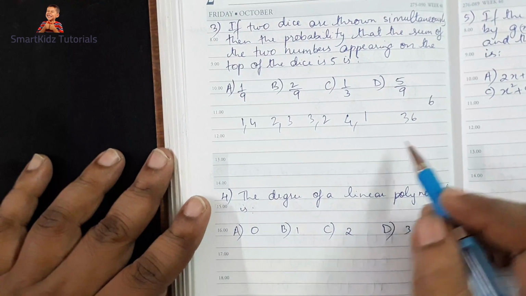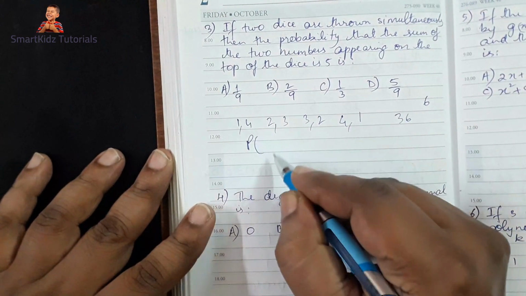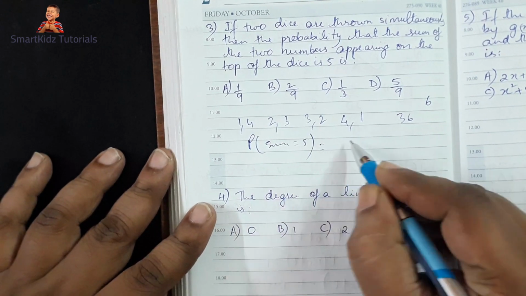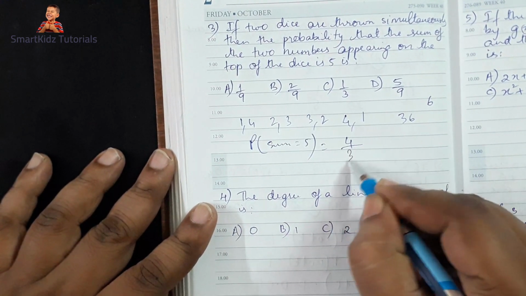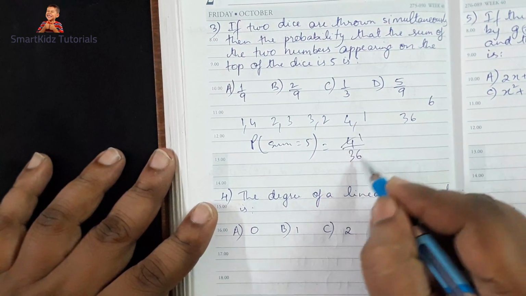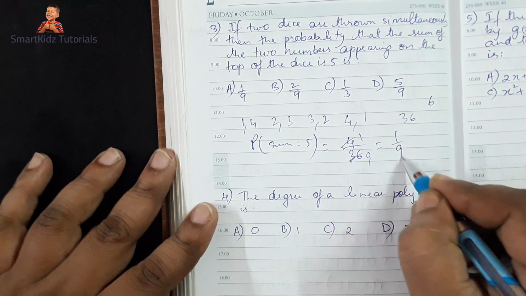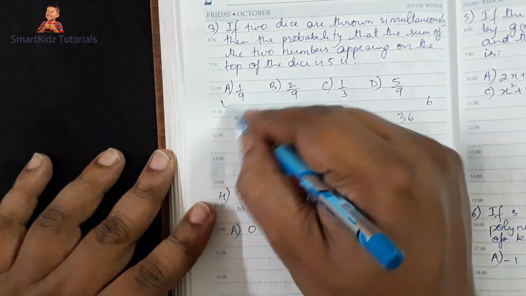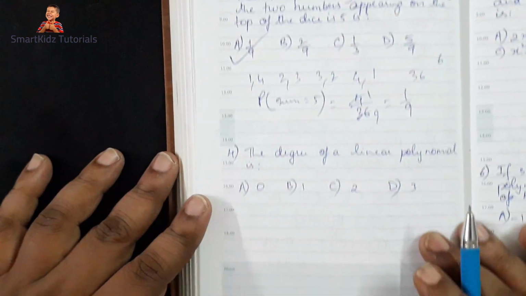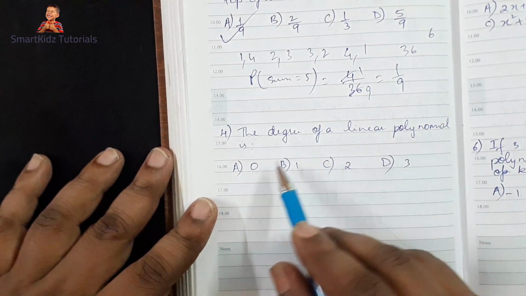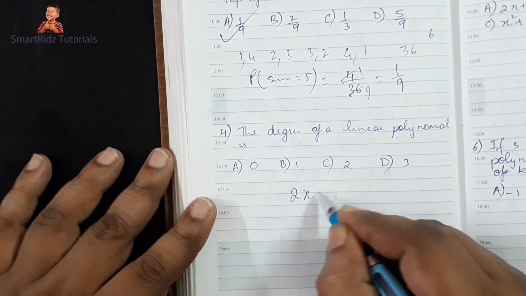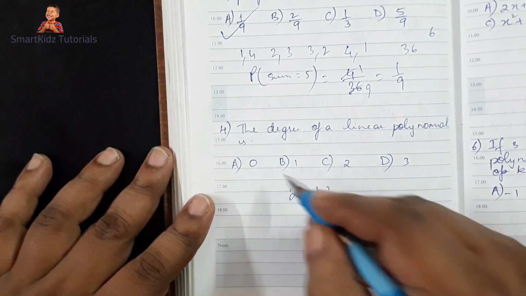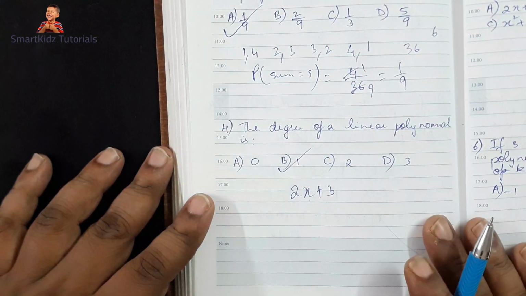So that means probability of sum equal to 5 will be 4 upon 36. 4 4s are 4, 4 9s are 36. That means 1 upon 9 is our correct answer. In other words, A is the correct option. Next, the degree of a linear polynomial. A linear polynomial is something like this: 2x plus 3. So here the power is 1, so B is our correct choice.